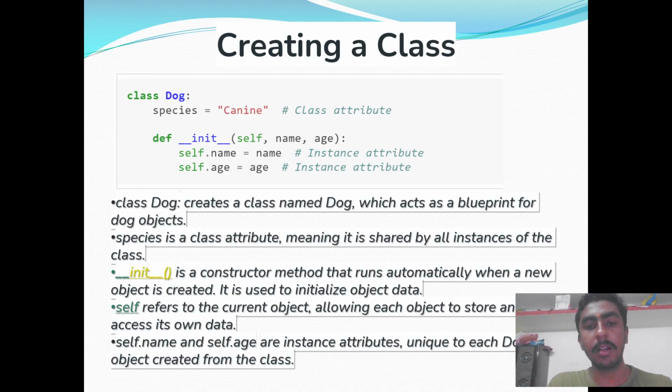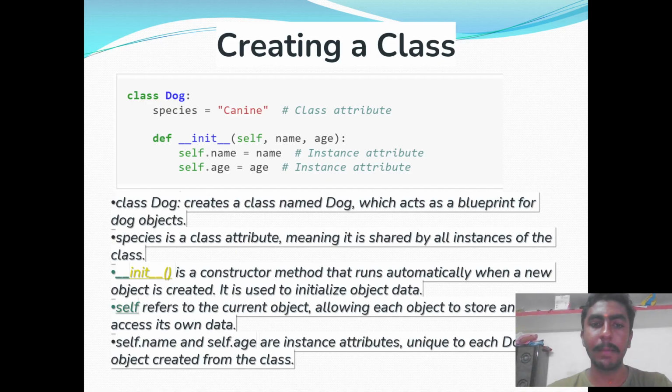Now look at the next lines. The next lines of the PPT say self.name equal to name and self.age equal to age. According to the PPT, these are called instance attributes. Unlike class attributes, instance attributes belong to the individual objects. This means different objects can have different values for name as well as age. Let's remember this difference. A class attribute is shared by every object. An instance attribute belongs to one specific object, and this is one of the most important differences you should remember.